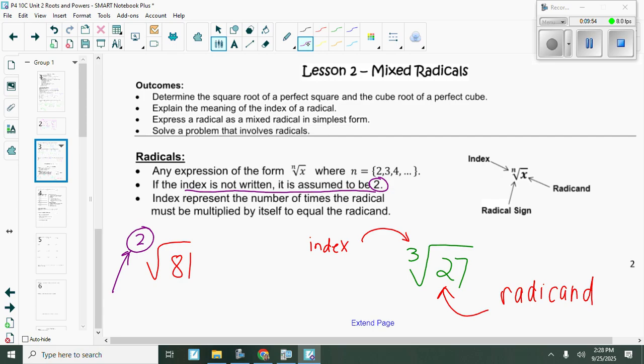Let's do some examples, because this is your high level language. This is where we want to bring you. In the next couple of days, I'm going to be using words like index and radicand and radical, and you're going to get used to it and start to go, oh, okay, I know what we're talking about.